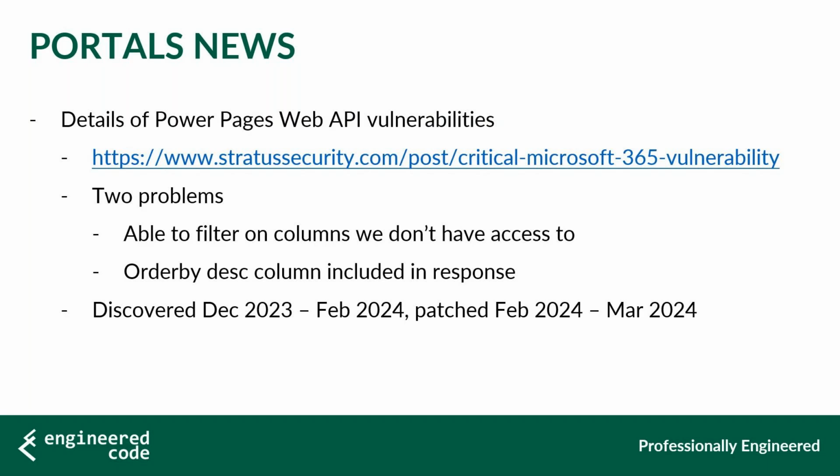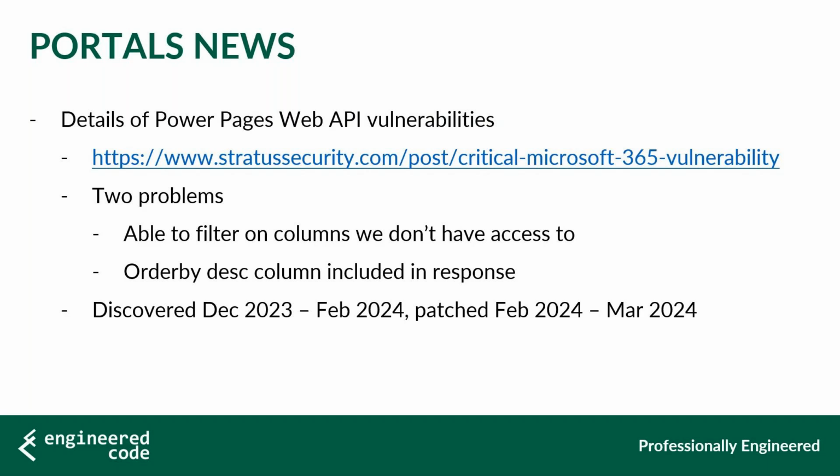And so the second one here, and so I said that there were three issues. The second one they discovered both within the OData syntax and if you use FetchXML. Essentially, if you did an order by, and you have to do an order by descending, if you did ascending, it didn't work. But if you did an order by descending on a column that you didn't have access to, for whatever reason, I'm not sure where this bug came from, it would include that column in the response. So that's not good.